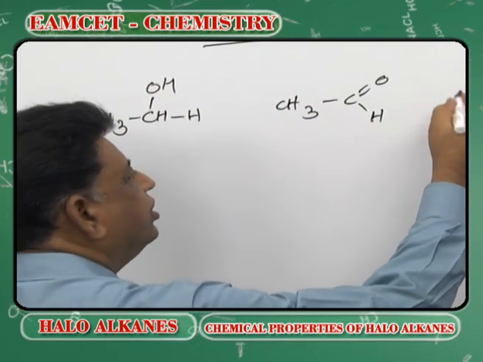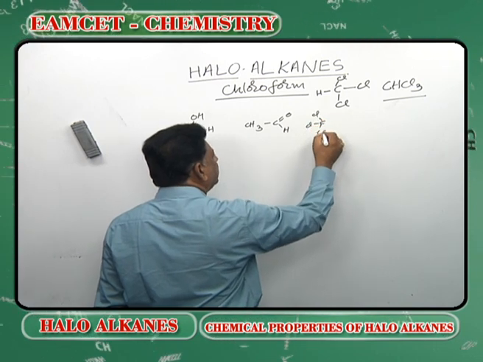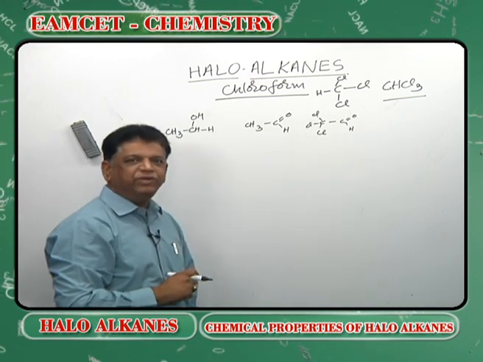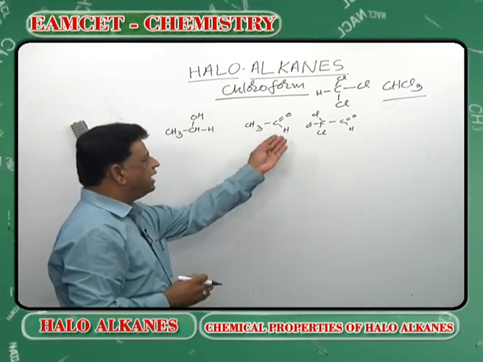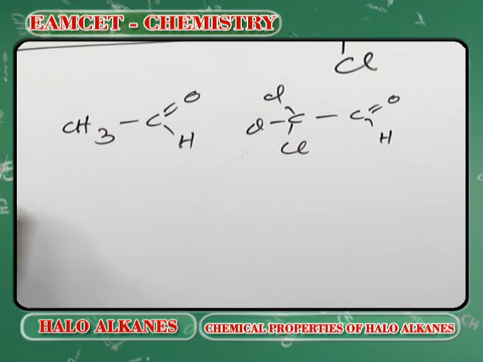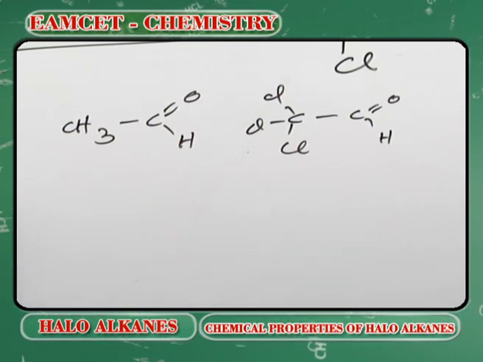Similarly, if somebody gives trichloroacetaldehyde, can you prepare the chloroform? It is much easier, because one more step, halogenation, has also been done and given to you. Therefore, trihaloacetaldehyde also can be used. So finally, all these three compounds can be used for the preparation of chloroform.